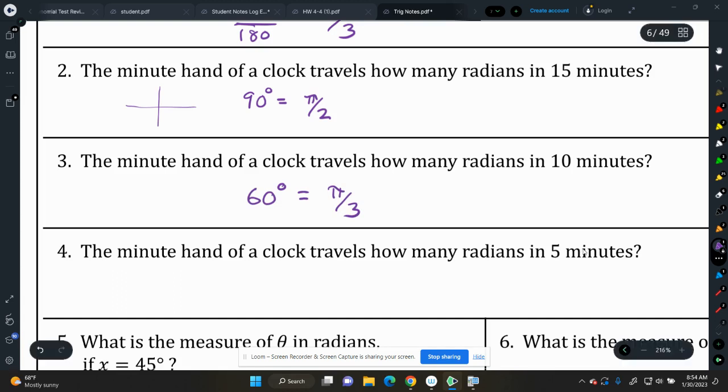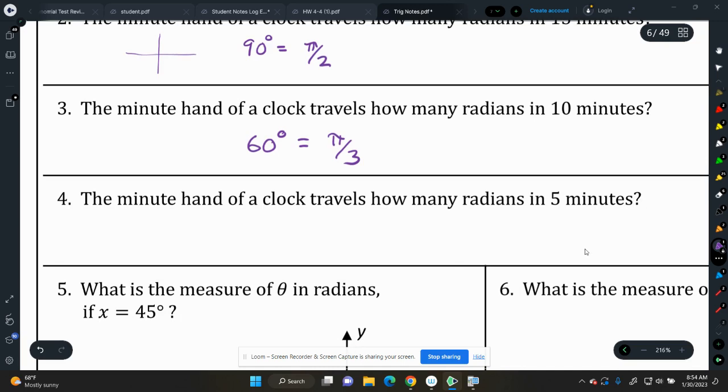Okay. Is there another way we could have done that without going to degrees first? We know that a circle has 2 pi radians. 10 minutes is 1/6 of the full circle, because the minute hand goes all the way around the clock in an hour. So instead of going all the way around in 60 minutes, it's only going 10 minutes, which is 1/6 of that. So we divide by 6 and we get pi over 3.